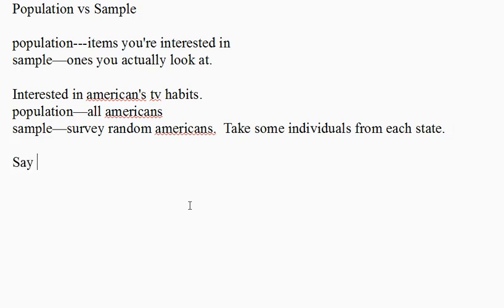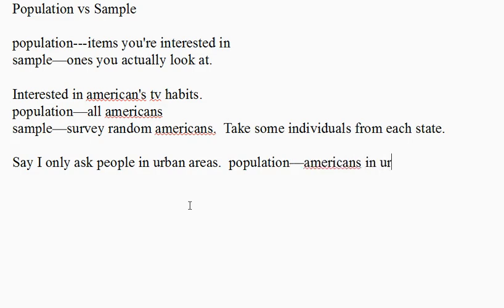Or say I only ask people in urban areas. And there's nothing to say that people in rural areas watch the same thing as people in urban areas. So again, my population in that case would not be all Americans. It would only be Americans in urban areas. If I'm okay with having the population being Americans in urban areas, that's fine. But if I really want to know all Americans, I have to ask all Americans.